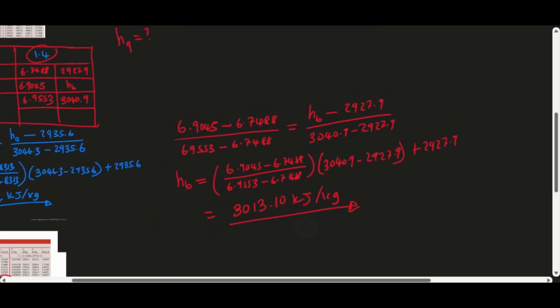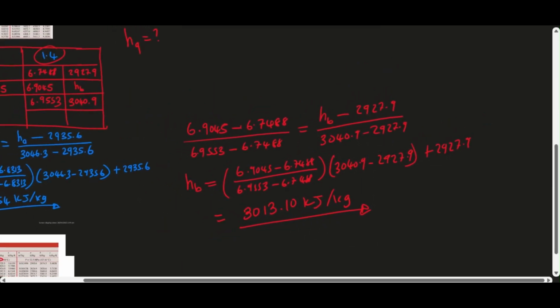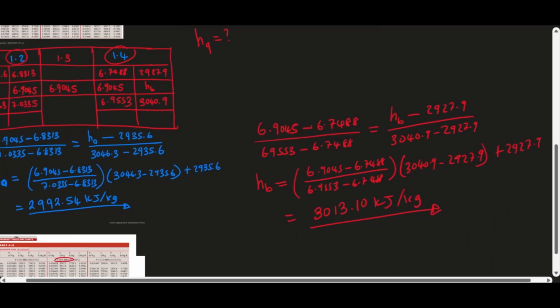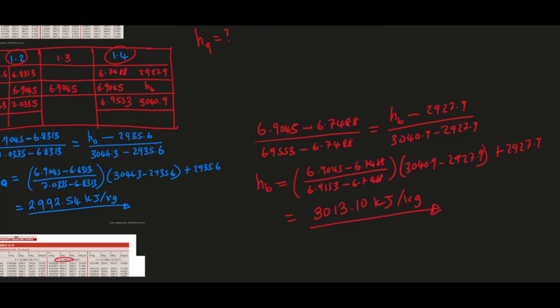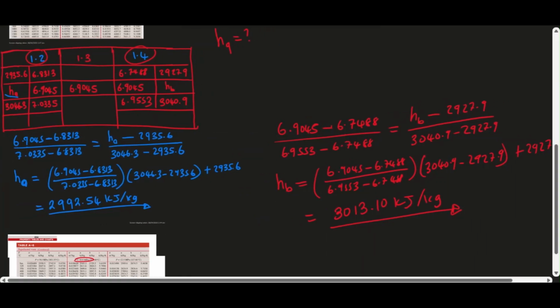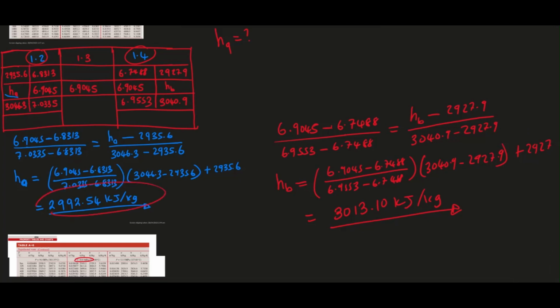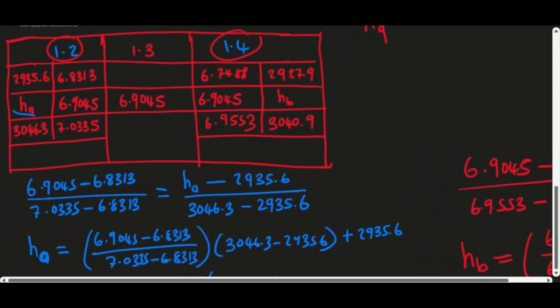Okay, so this is our enthalpy HB, enthalpy at 1.4 megapascal. Yes. And this one is our enthalpy at 1.2 megapascal. But we're not interested in any of this. We're interested in enthalpy at 1.3 megapascal. So let's just indicate in our table what we know.